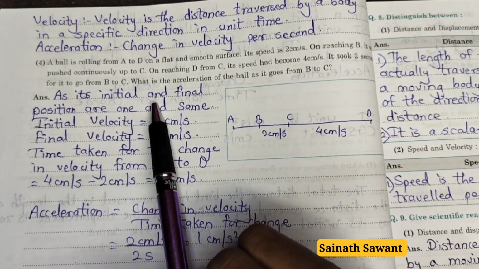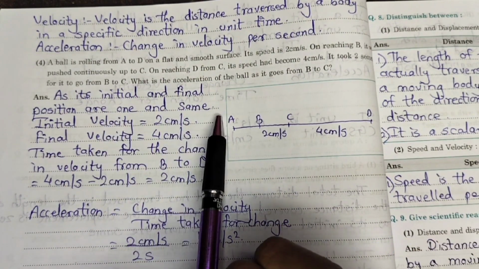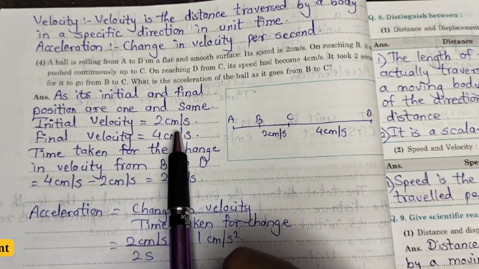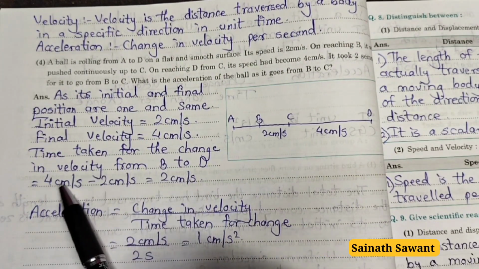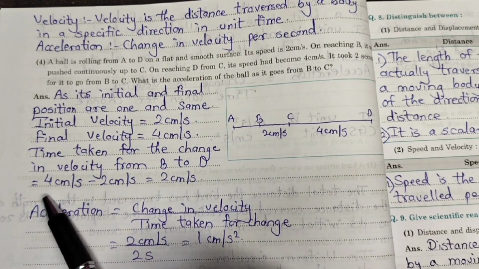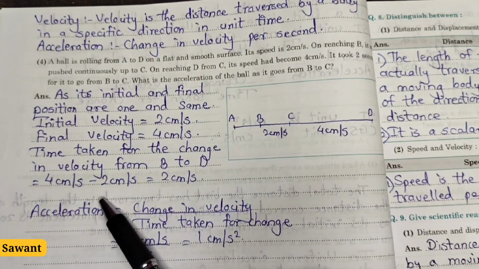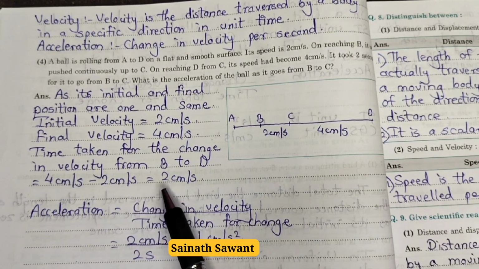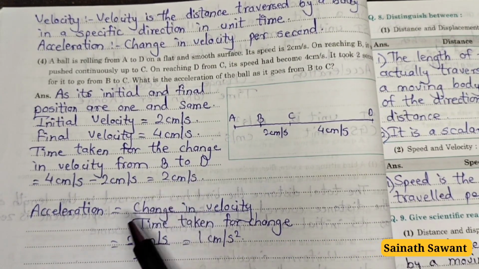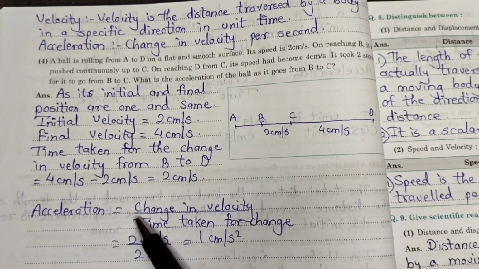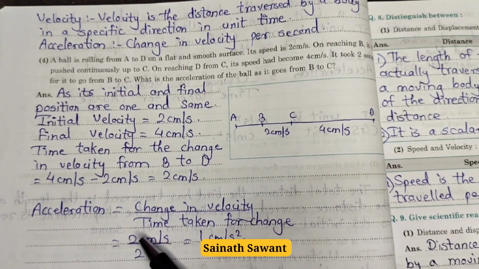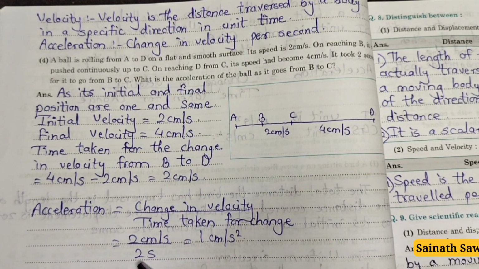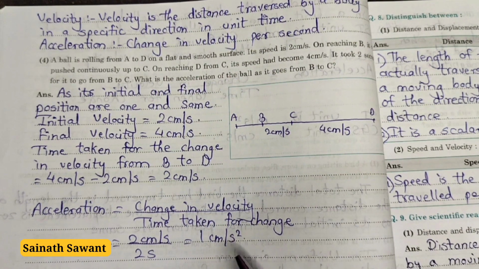Answer: initial velocity is 2 cm per second, final velocity is 4 cm per second. Change in velocity from B to D is equal to 4 cm per second minus 2 cm per second, which is 2 cm per second. Acceleration is equal to change in velocity upon time taken for change. So it is 2 cm per second upon 2 seconds, which is equal to 1 cm per second square.